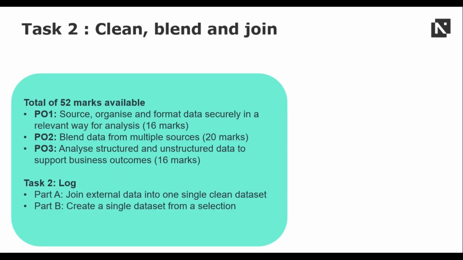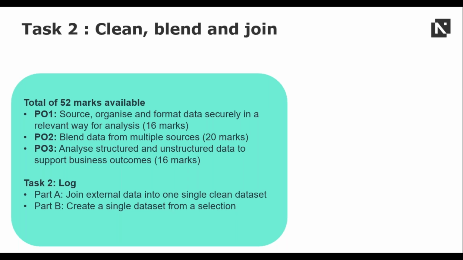Task 2 is split into 2 parts worth a total of 52 marks. The marks are divided between the skills and knowledge performance outcomes shown. Performance outcomes 2 and 3 address both parts A and B, with the descriptors for performance outcome 1 there is one applicable to part A only, which is how appropriate the data chosen is for the client's needs.